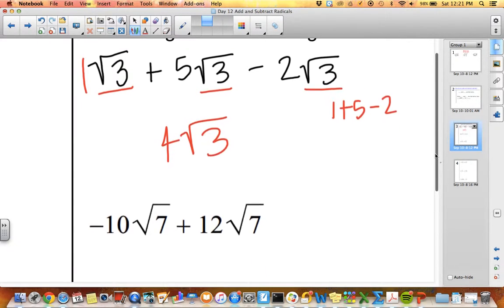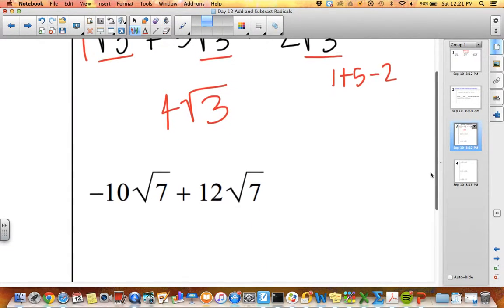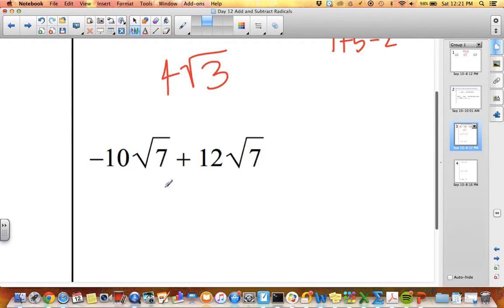In the next example, if we have negative 10 square root 7 plus 12 square root 7, I have the exact same radical. The number inside is the same, so I can add them. So I have negative 10 plus 12, just adding the coefficients, which equals 2. So I have 2 square root 7.